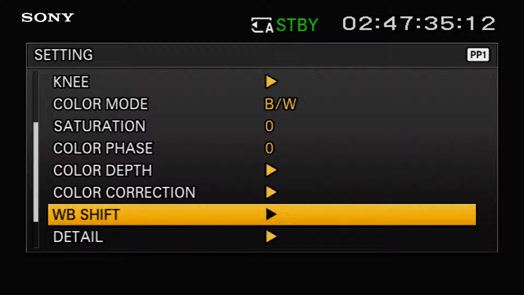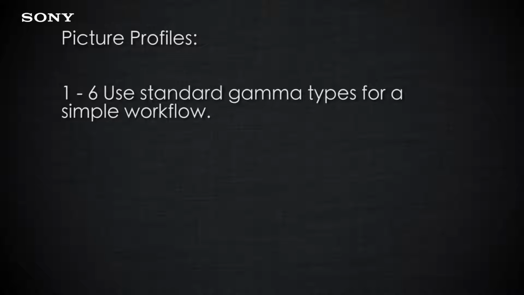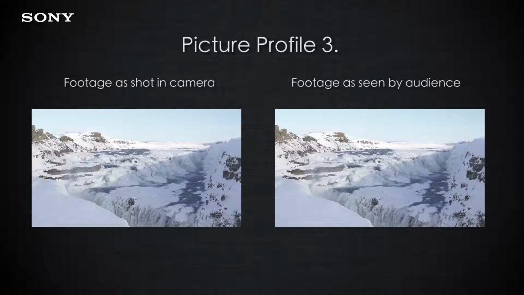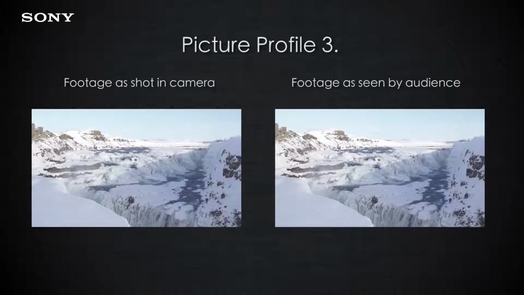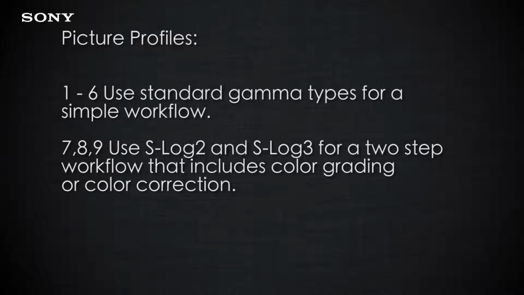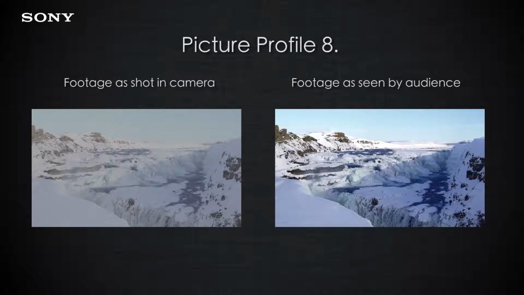Picture profiles 1 through 6 use variations of standard gamma, and they give you what I would call what you see is what you get pictures. So what you see in the viewfinder is more or less what the viewer will see on their TV screen at home. Then picture profiles 7, 8 and 9 are set up for shooting with S-Log2 and S-Log3, where the image will be graded and post-produced before providing that final finished look.